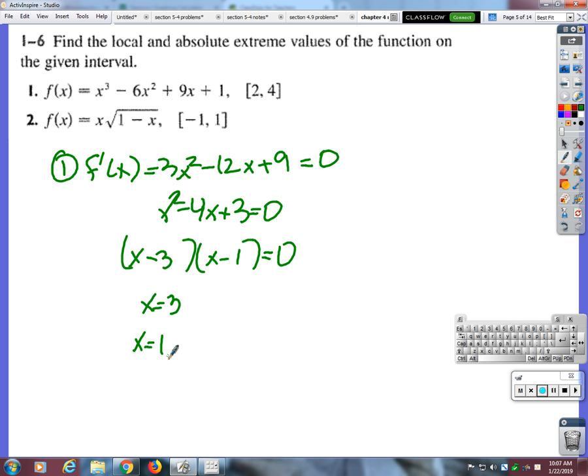Okay, this one right here, we don't worry about. Why? It's not in between 2 and 4. So what we're going to do now is plug in x equals 2, x equals 3 because of the derivative, and x equals 4. Whatever the biggest answer is, that is our maximum, and whatever the smallest answer is, that's the minimum, because we're trying to find the extreme values of the function. So you plug it into the function. I don't know what you get when you plug in 2, 3, or 4. I'm sure you guys will figure it out.